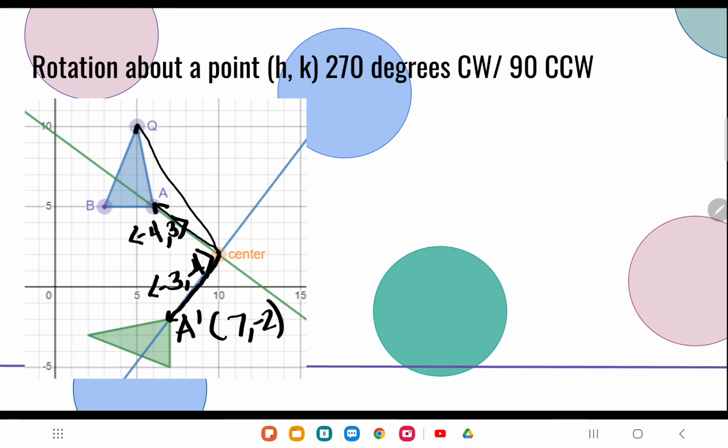So to point Q, I'm traveling -5, +8. So to get to point Q prime, I'm going to be traveling -8, -5 along the vector from the center of the rotation. And that's going to bring me to the point 2, -3.